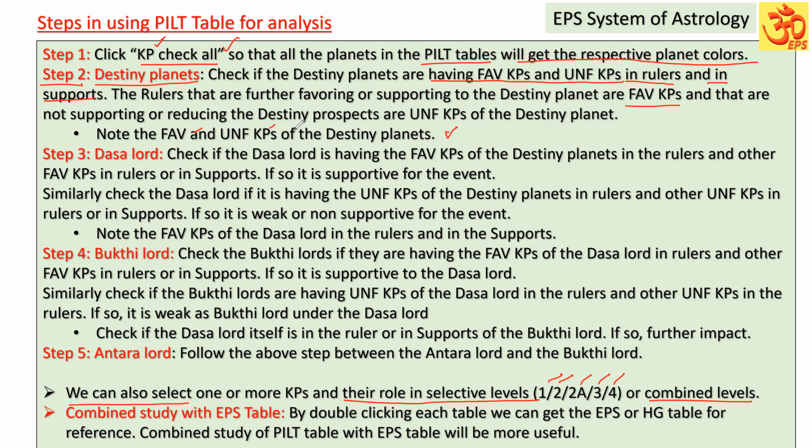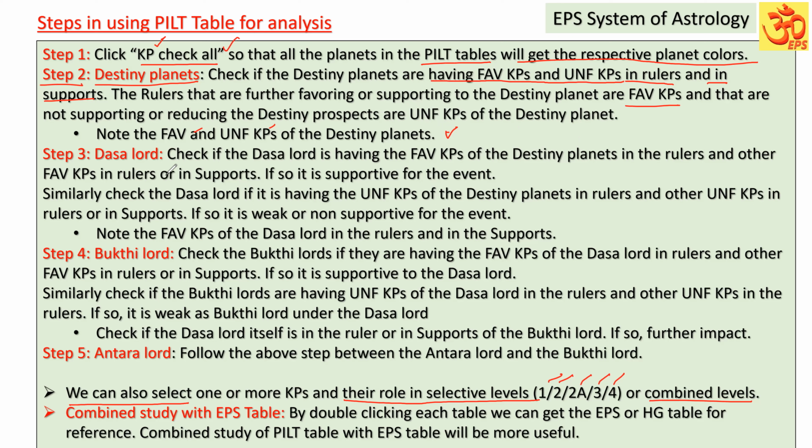Please understand, not only the rulers. Suppose the destiny planet may have some favorable key planet in the star level and sub level, but in supports also we can take favorable key planets favoring the destiny by way of supports. I think you're able to understand. So in the second step, we are checking the destiny planet and which are the favorable and unfavorable key planets of the destiny planet by way of direct rulers and also in supports.